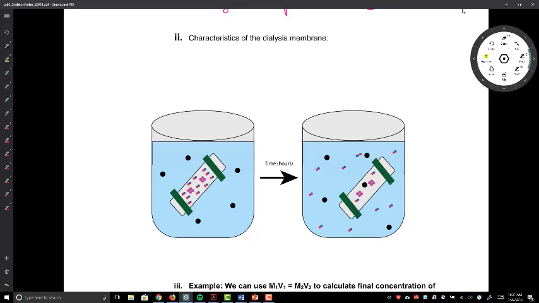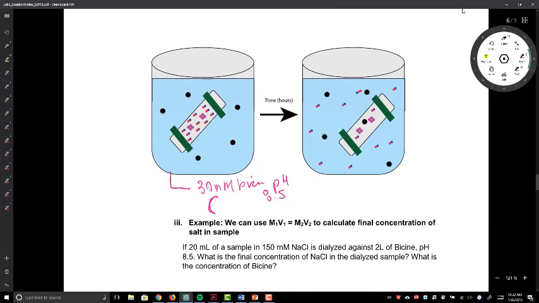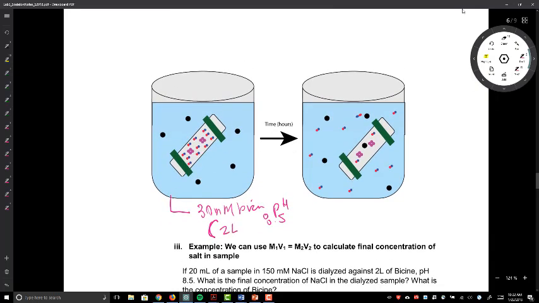I've drawn a picture here. The volume of our dialysis buffer is again also going to be 30 millimolar bicine, pH 8.5, and it's going to be 2 liters. In your solution, you've resuspended it in 20 or 30 millimolar bicine, but you're still going to have some ammonium sulfate in there. We have to get rid of the rest of that ammonium sulfate, or get rid of as much of it as we can. We'll talk about why in a minute.